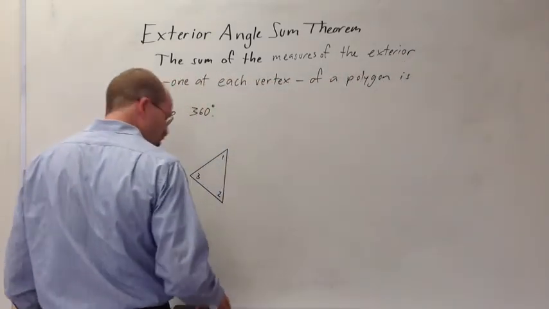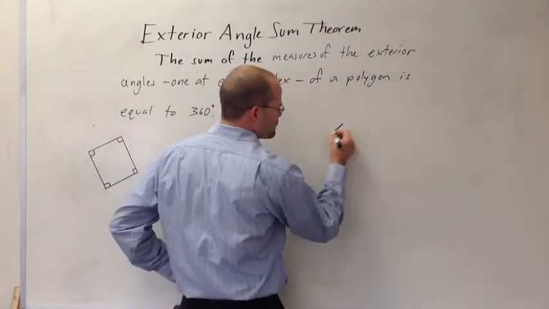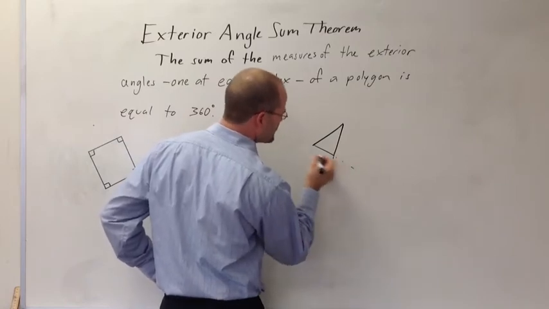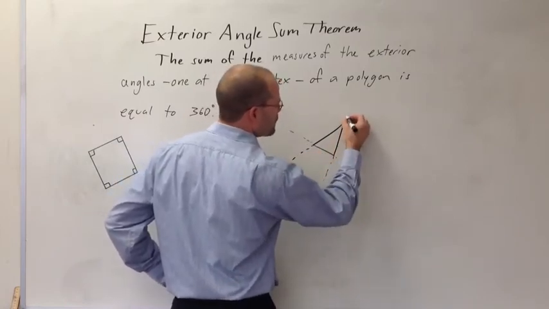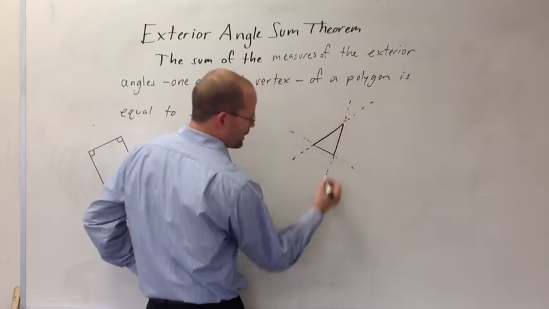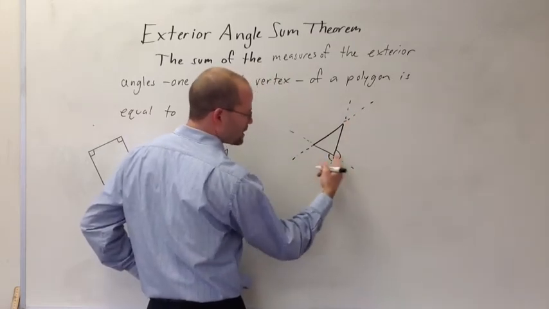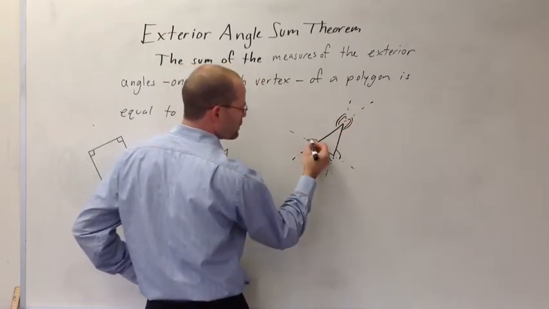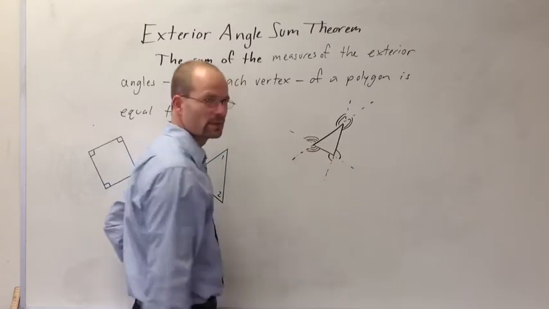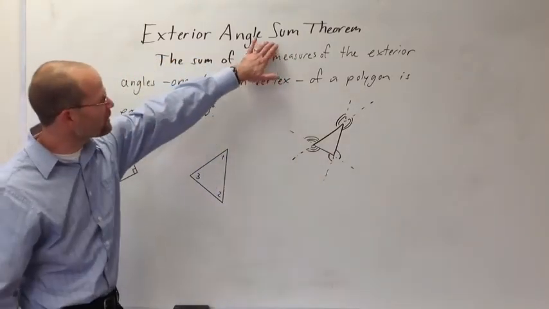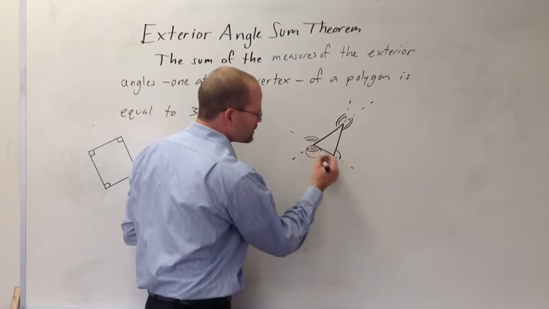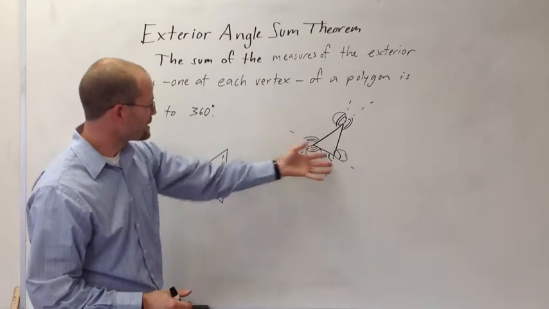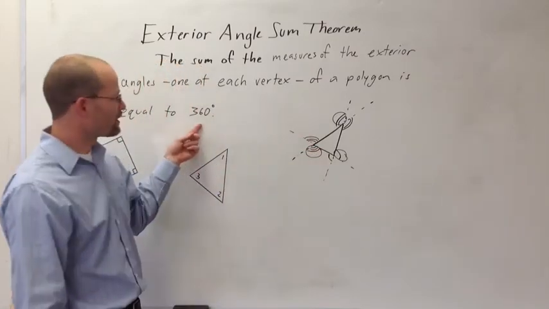Let me just take a quick peek at that. For example, suppose we're looking at this triangle here, and we extend the sides in order to identify all of the exterior angles. I have an exterior angle here and here, those are congruent. Here and here, those two are congruent. And here and there, those two are congruent. So when we apply the exterior angle sum theorem, we're only talking about one exterior angle from each vertex. And the sum of those three, in this instance, since it's a triangle, is equal to 360 degrees.